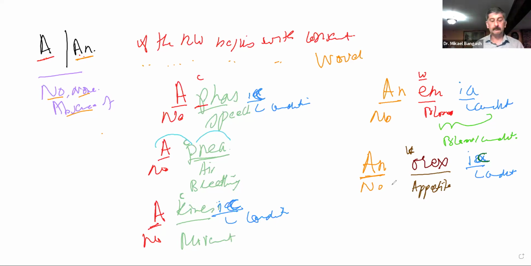Did you guys get that? So whether we use a or whether we use an, they both mean the same: the absence of, or lacking of, or no or none of whatever your root word is. Any questions?